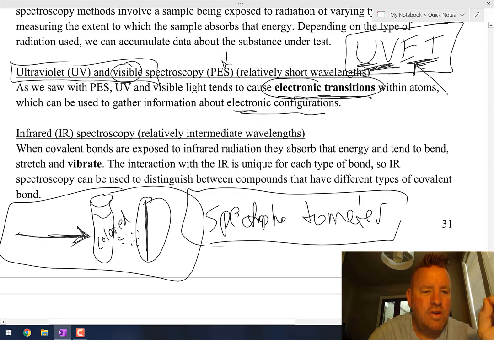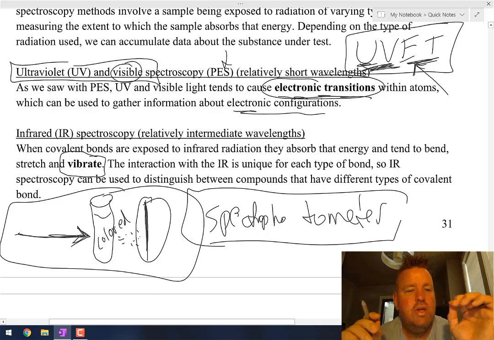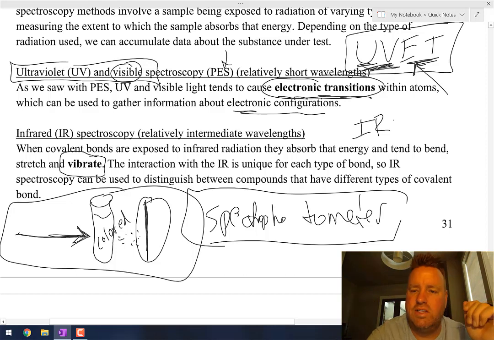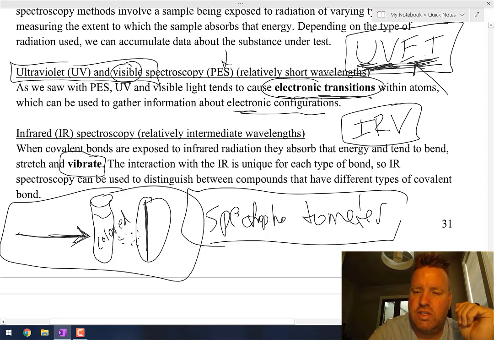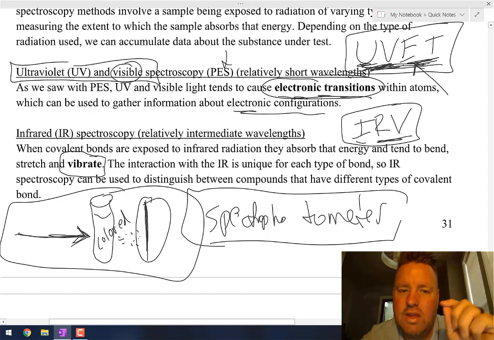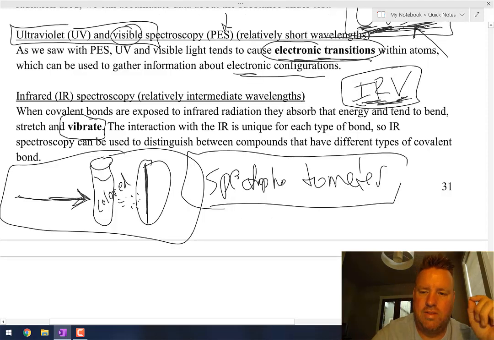Another type of electromagnetic radiation is called infrared spectroscopy. What that produces is vibrations. It causes the electrons to vibrate. So infrared causes vibration. So IRV. UVET is one of them, ultraviolet electronic transitions. What do you do in the summer? IRV, which means I go in an RV and I travel around the country, which I don't actually do, but you could. So infrared, IR, produces vibrations. So that's our second one.